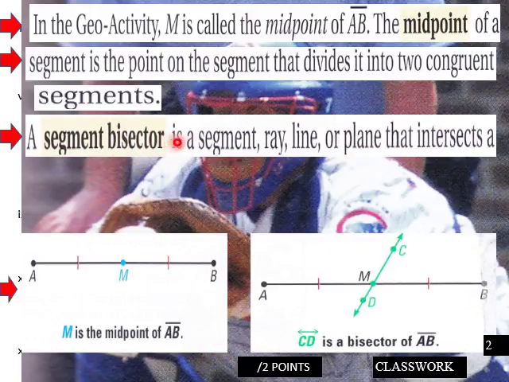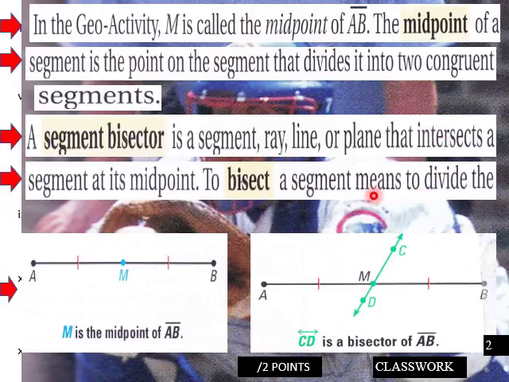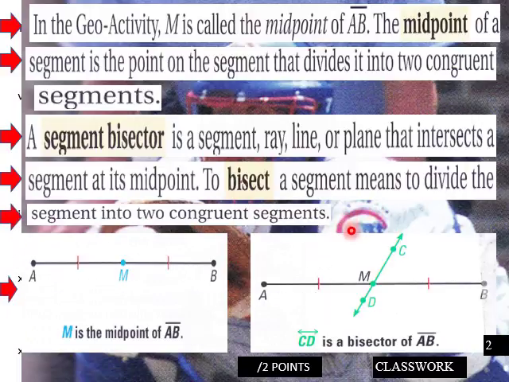A segment bisector is a segment, ray, line, or plane that intersects a segment at its midpoint. So there's a good definition there. A segment bisector, and to bisect means to divide a segment into two congruent segments. Boy, we use that word about 15 times in here. This is the segment slide for sure.